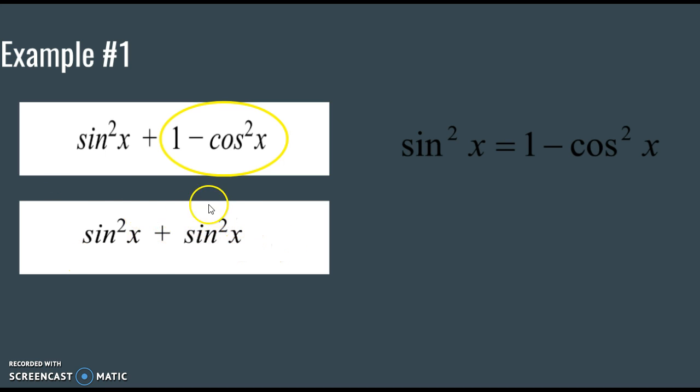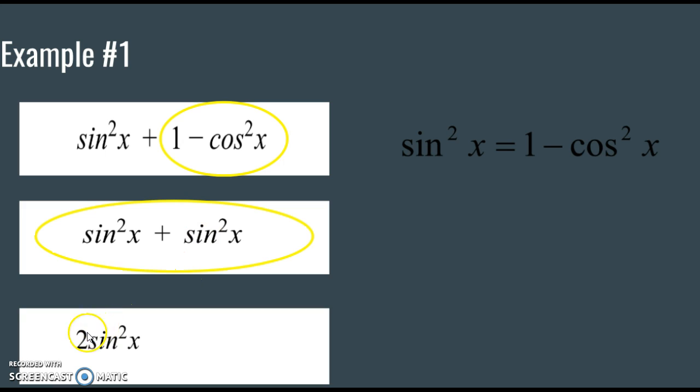From this point, you can add the two together and get 2 sine squared x. And that would be how to simplify sine squared x plus 1 minus cosine squared x to 2 sine squared x.